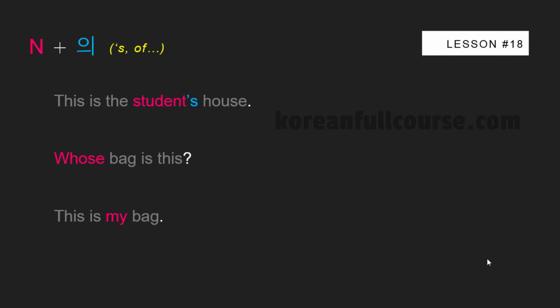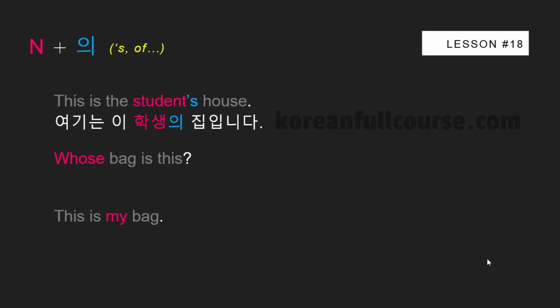So the first sentence is 여기는 이 학생의 집입니다. House is a place, right? It's not a thing, which is why we need to use 여기 instead of 이곳. I already explained this in the previous lessons. 학생의 집 is a house that belongs to the student.